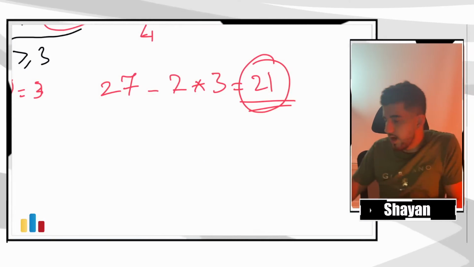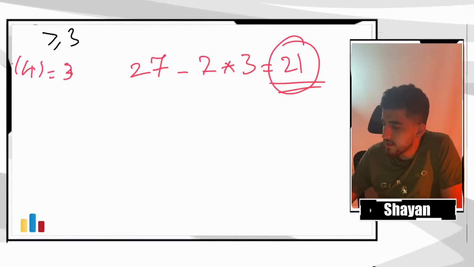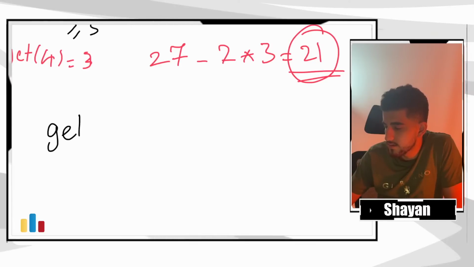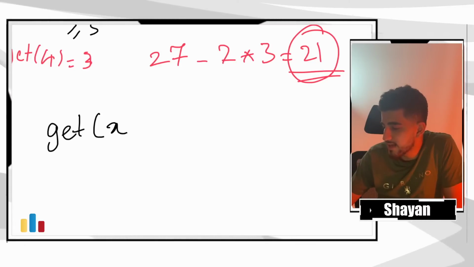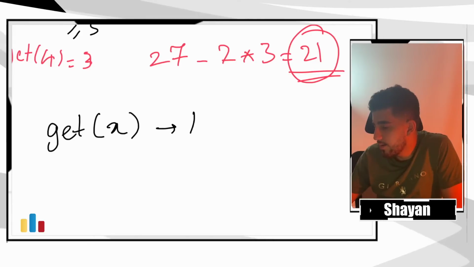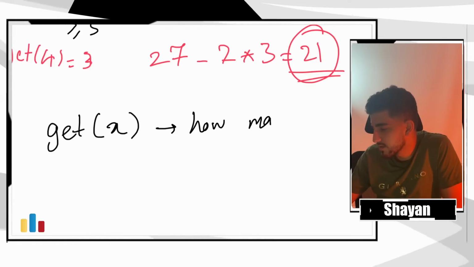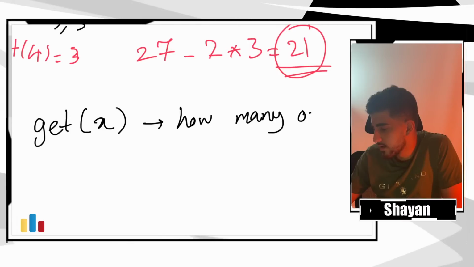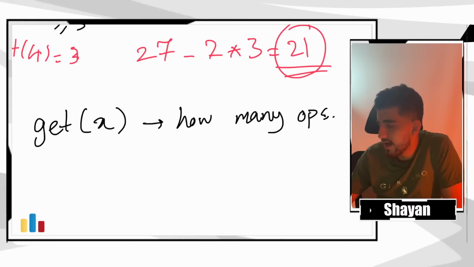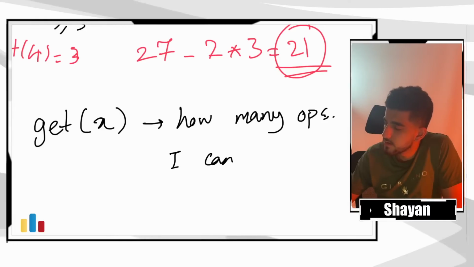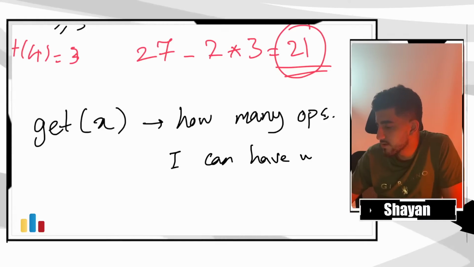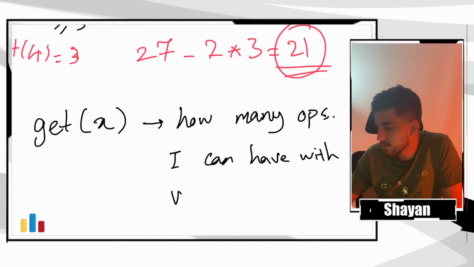So I will implement some function named get, that gets some x and tells me how many operations I can have with values at least x.